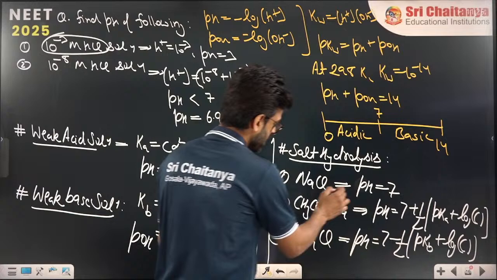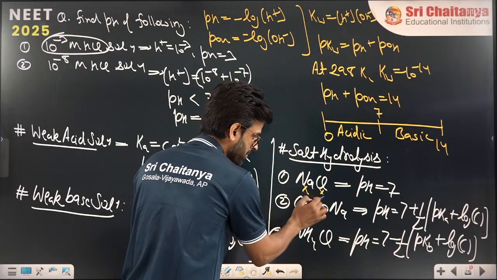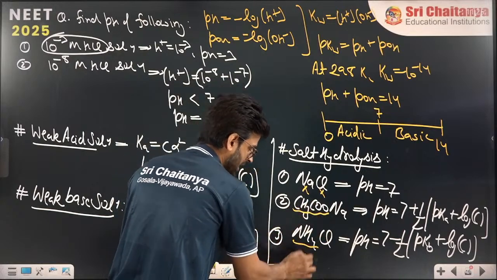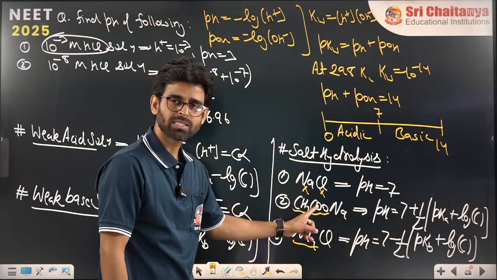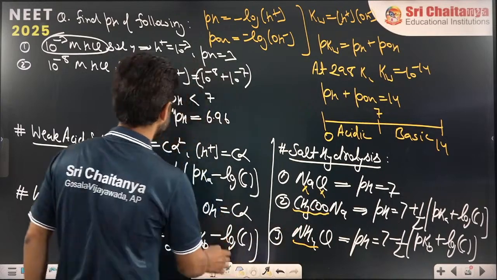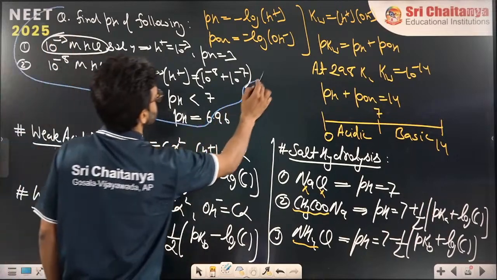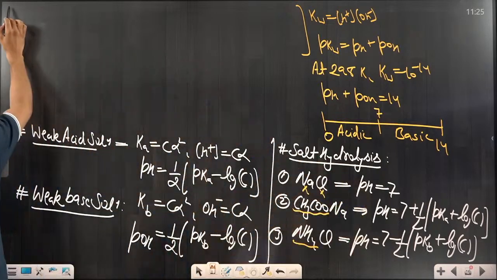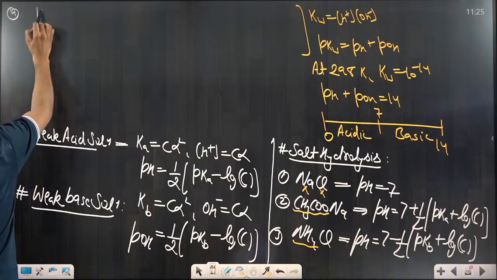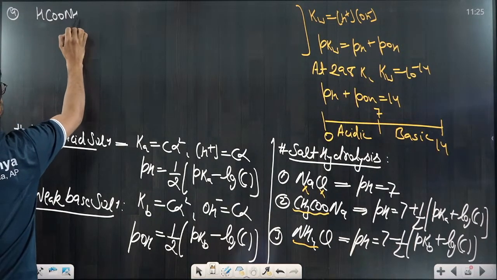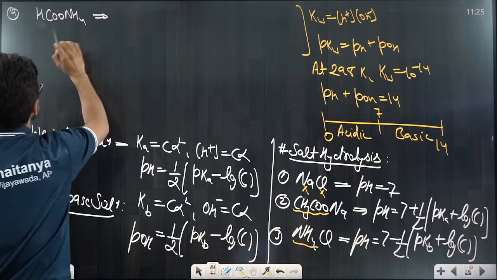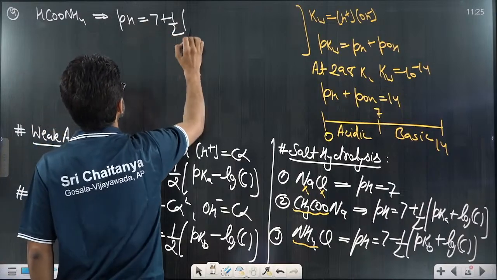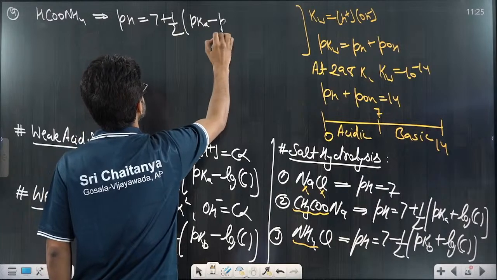And remember, here none of these is doing salt hydrolysis. Here this one is doing hydrolysis, in this case anionic hydrolysis, and in this case cationic hydrolysis. Whereas the fourth type is a salt of weak acid and weak base. In such a case, the pH formula will be 7 plus half pKa minus pKb.